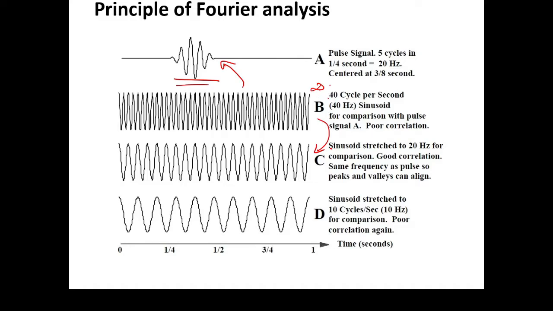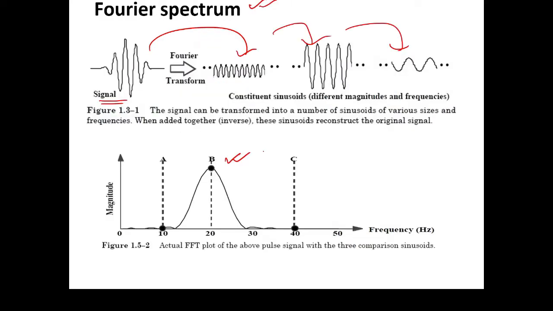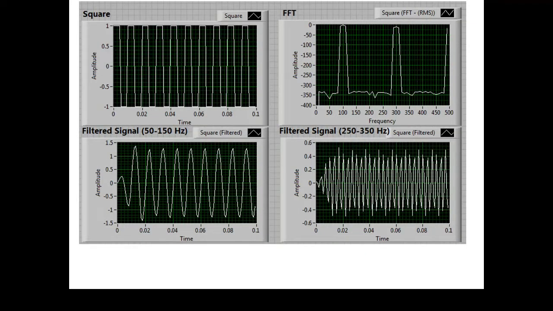So in this case, the first was 40 hertz, the second one was 20 hertz, and the last one is 10 hertz. Okay, so when you are doing this kind of correlation, this signal component will show the highest correlation factor with the 20 hertz signal, and hence at 20 hertz you will be getting a large peak.